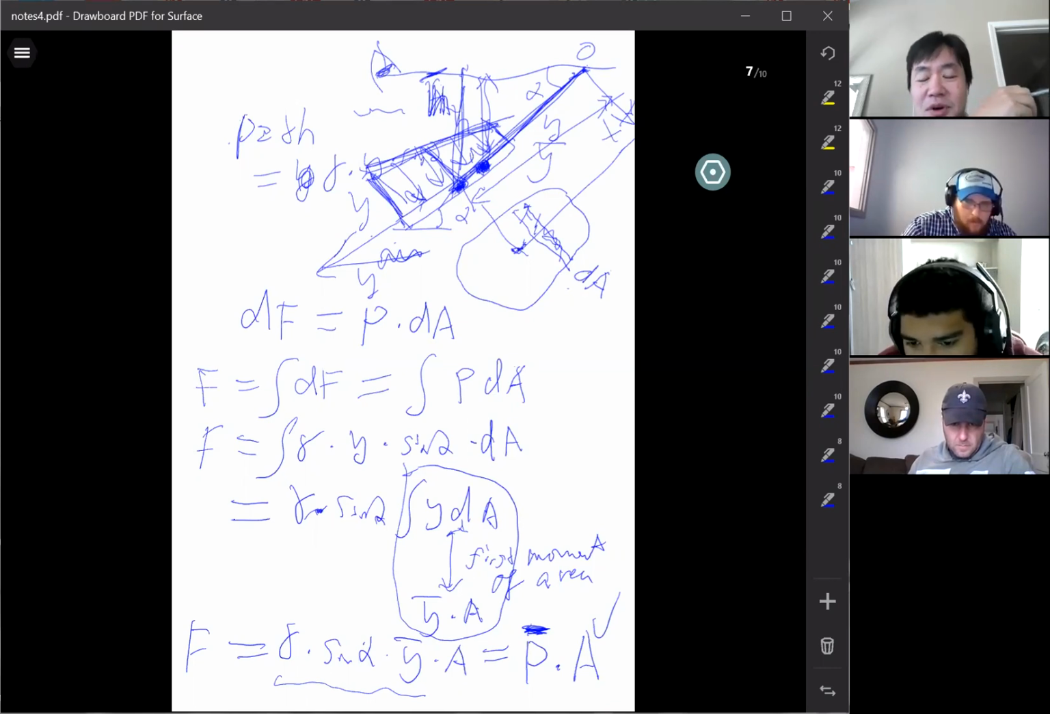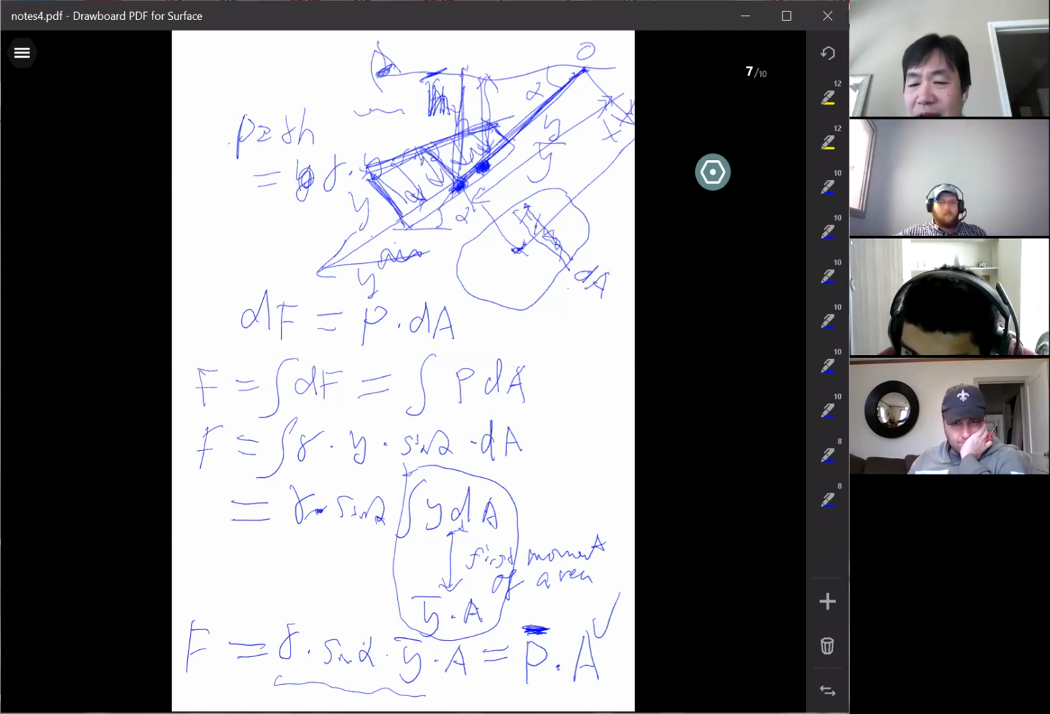Okay, so the average pressure is the pressure on the center of the area of the surface. So that's what the derivation is about. So how do you find the center pressure? You have to identify the centroid or center of area of the surface.